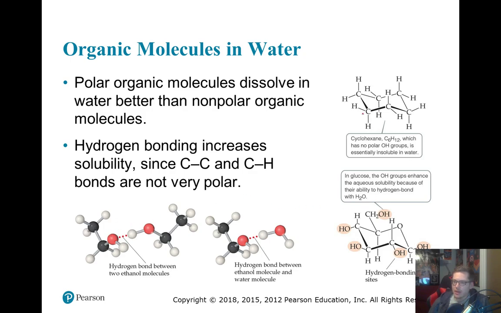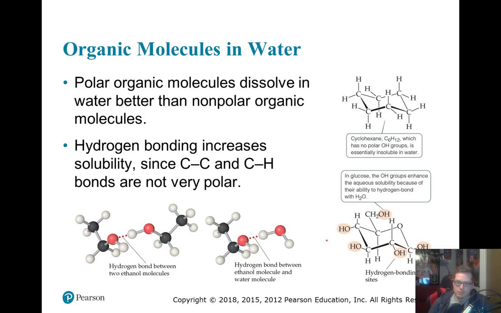So we've got cyclohexane here. It's a 6-carbon ring. It's got only hydrogen, so this only has dispersion forces. It's essentially insoluble. None of this will dissolve in water. But glucose has tons. It's got 5 different alcohol groups on it. 1, 2, 3, 4, 5. So that's 5 places where you can have hydrogen bonding.